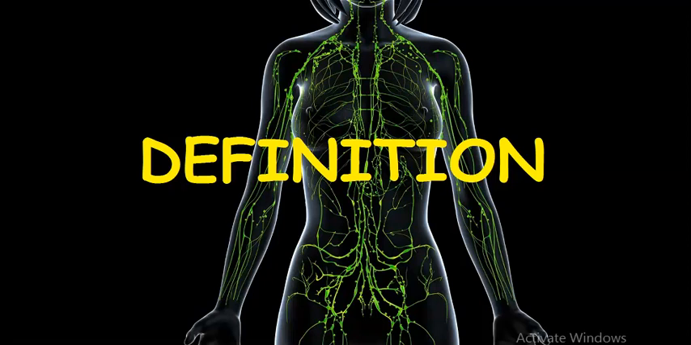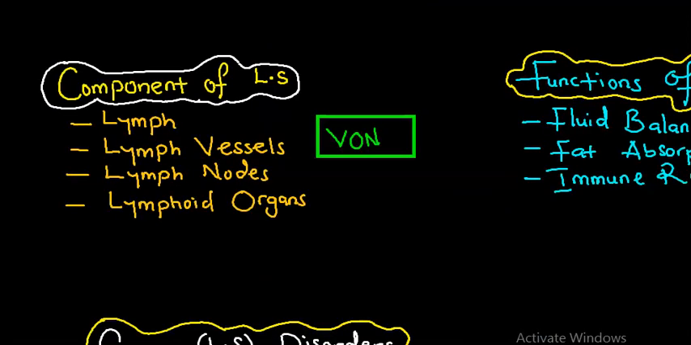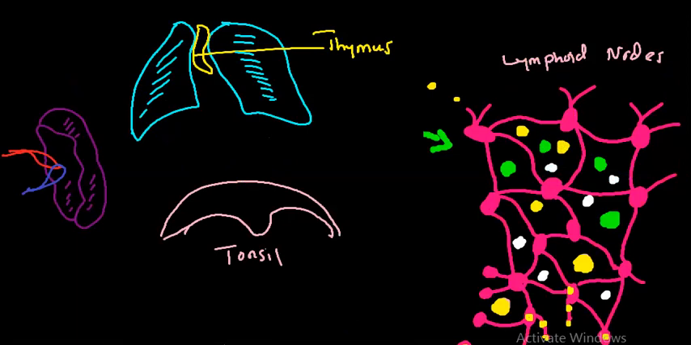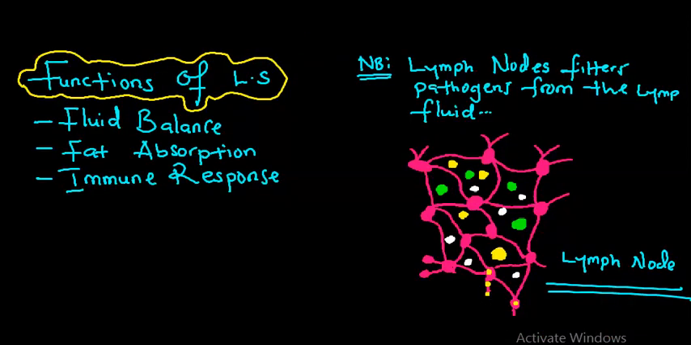It consists of a network of lymphatic vessels that carry a clear fluid called the lymph. The basic components of the lymphatic system are the lymph vessels, lymph nodes, and lymphoid organs. The thymus, tonsils, spleen, and lymph nodes are examples of lymphoid organs. The lymphatic system is responsible for fluid balance, fat absorption, and immune response.